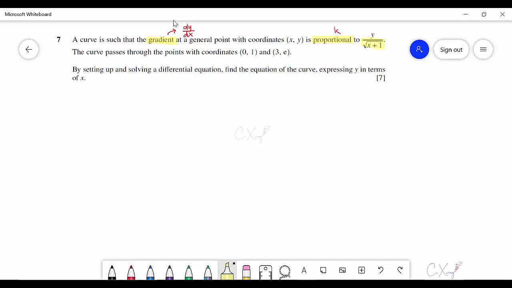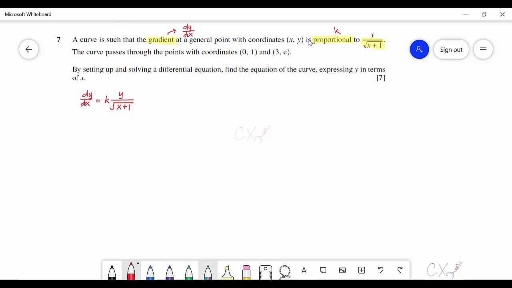For this sentence itself, when you translate into symbol form, it will be dy dx equals k, meaning it is proportional. You have a k here, proportional to the expression y over square root x plus 1. This is how I get my differential equation from the first sentence given in the question.